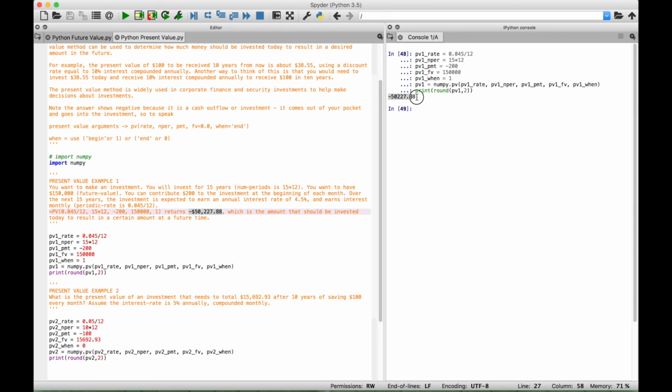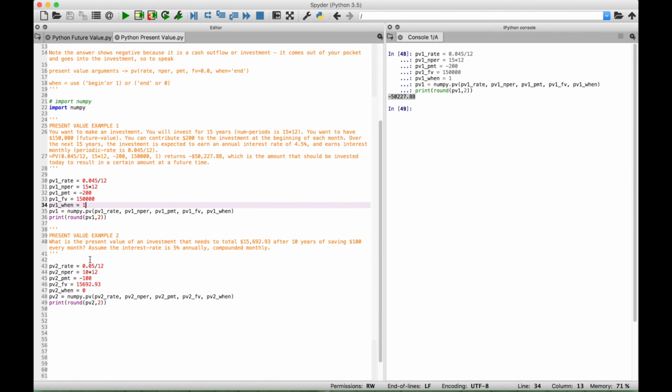Okay, so we need to invest $50,227.88 today, along with our monthly payments of $200, and at this interest rate, with this number of periods, and so on, to get our $150,000 that we expect in the future. Okay, so let's move on to our example number 2.